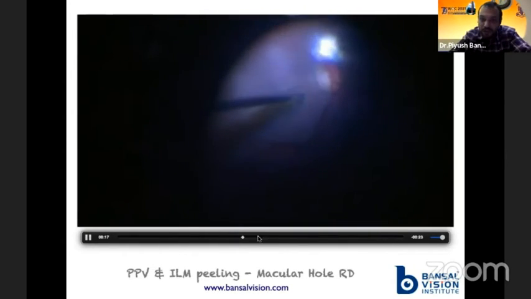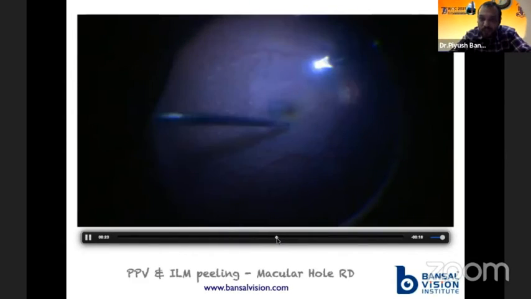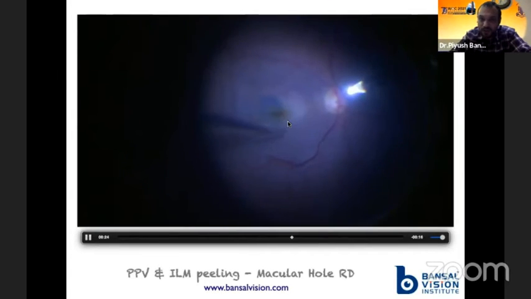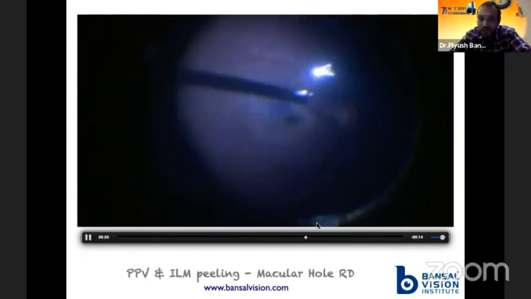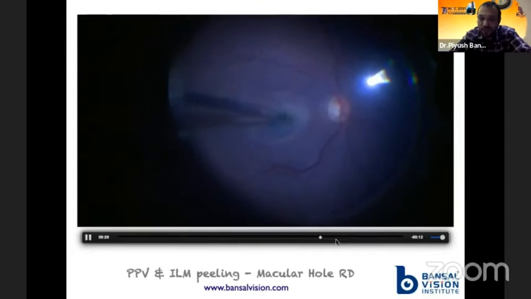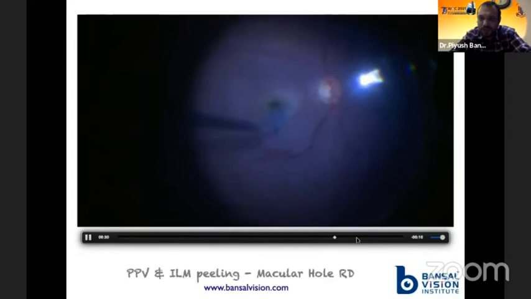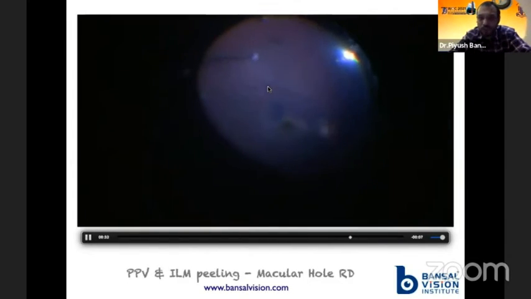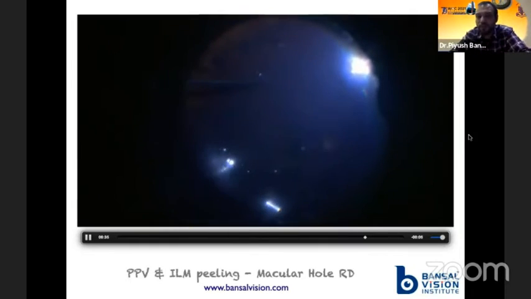So following peeling the ILM, you can see that it will be tucked over here into the macular hole, since it's a pretty large hole. And following this, it's also important that in such situations, you make a separate retinotomy site, what you'll be able to see over here, and never try to drain fluid from the macular hole itself.